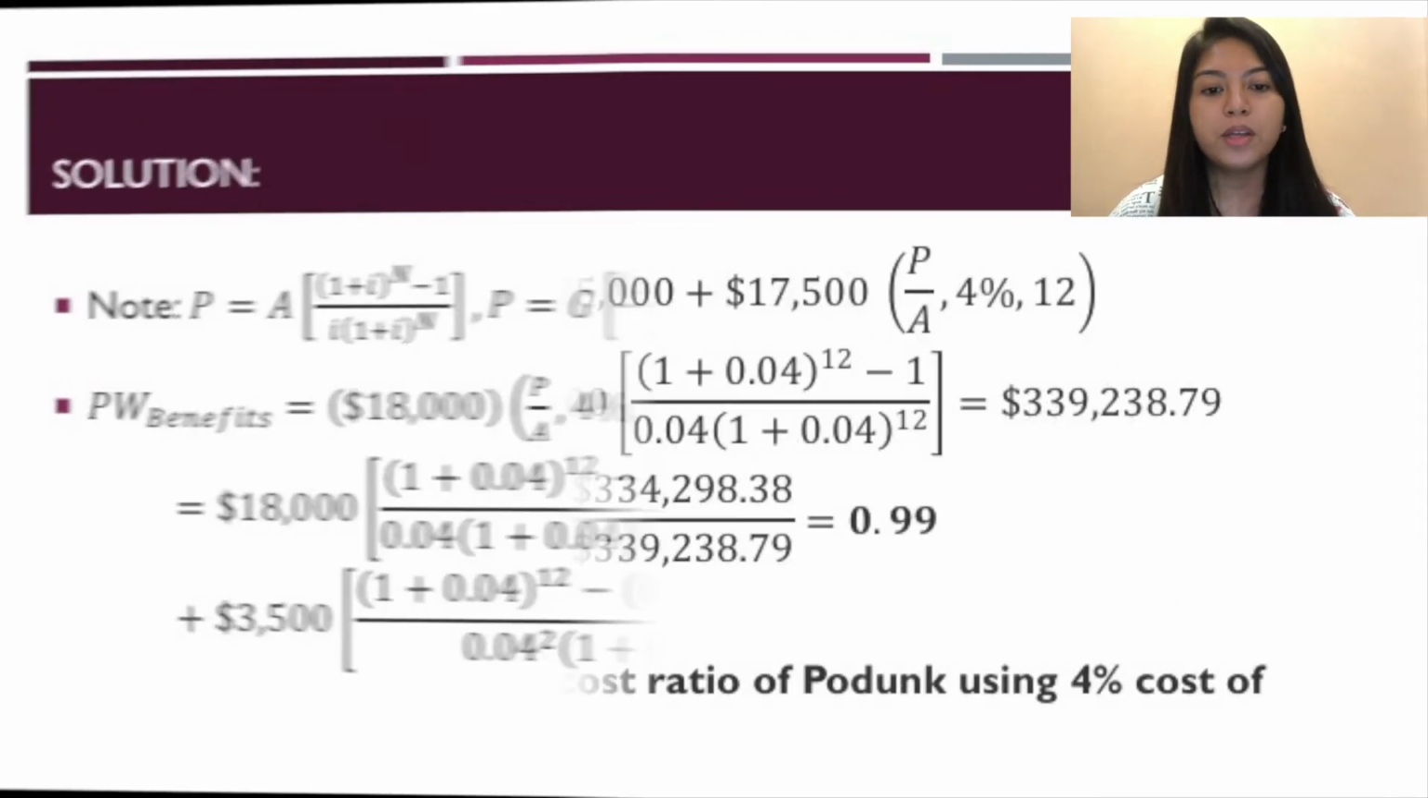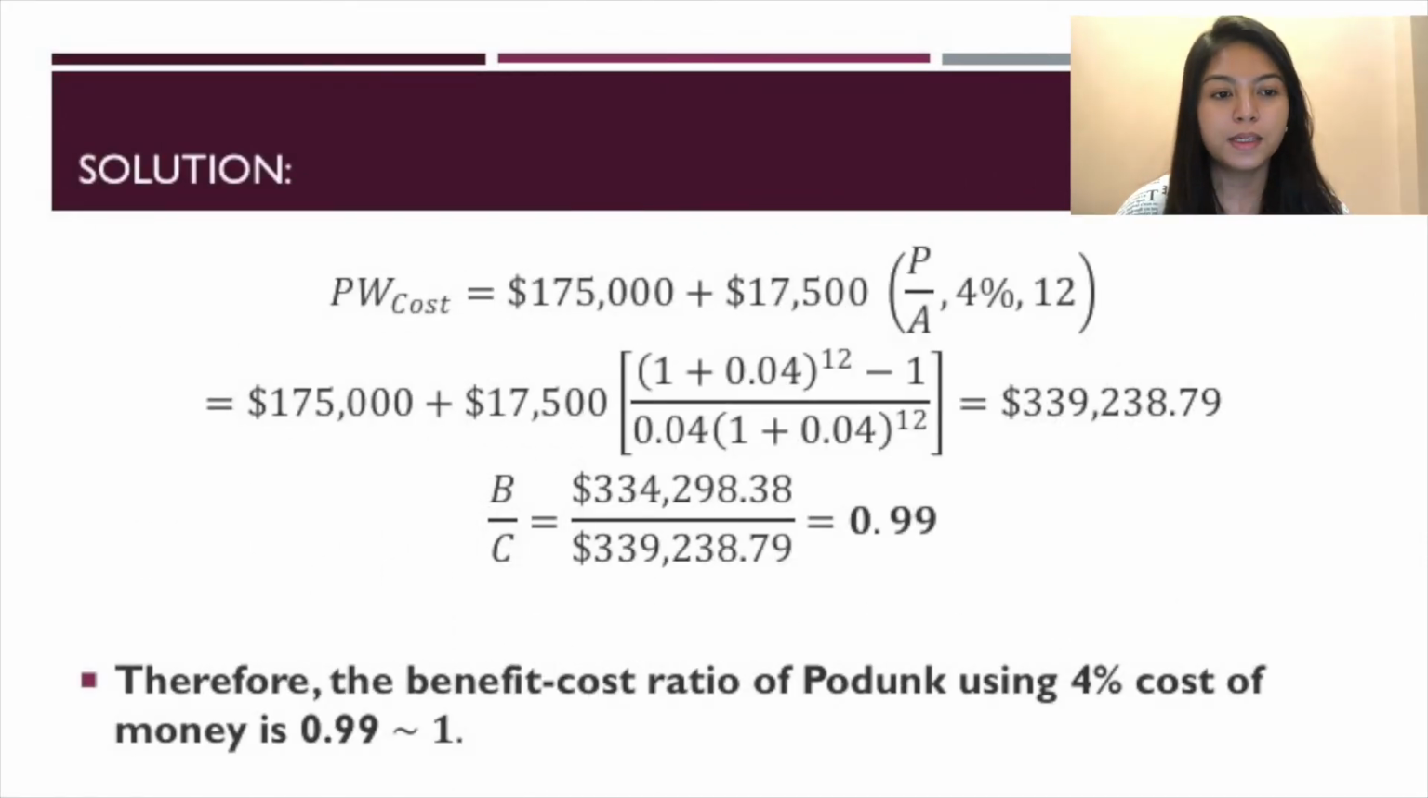To solve for the present worth of cost, from the given, the land will cost $25,000.